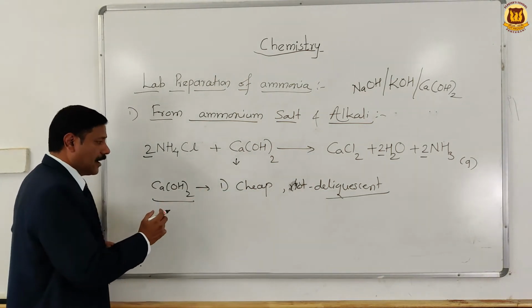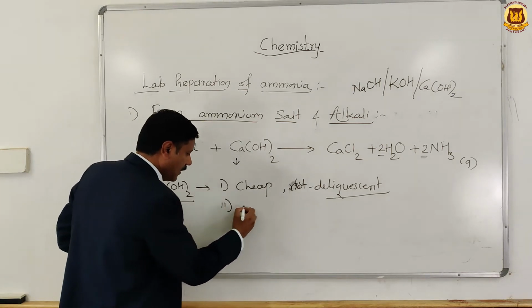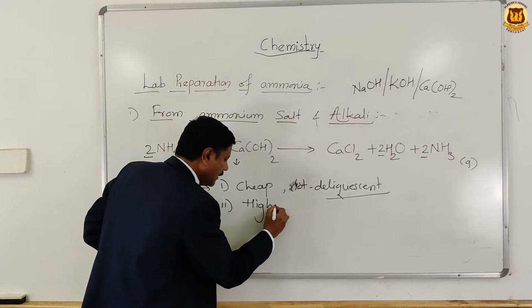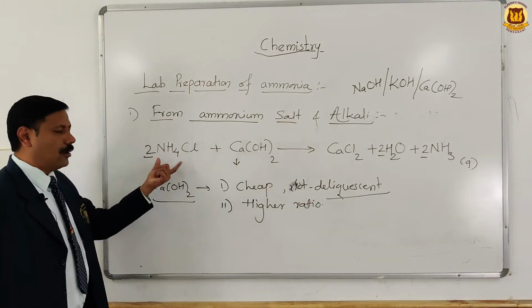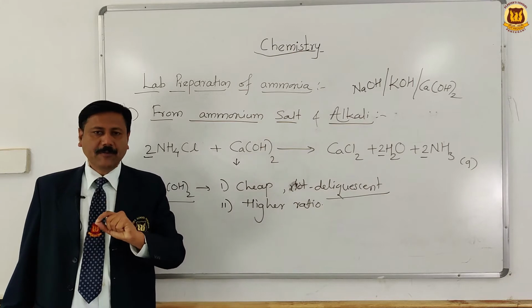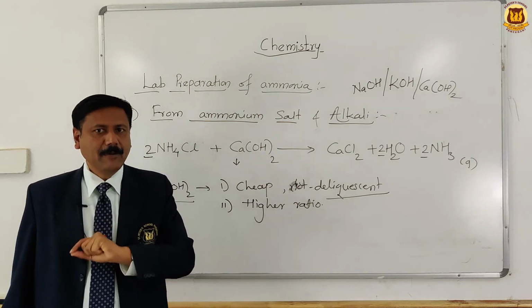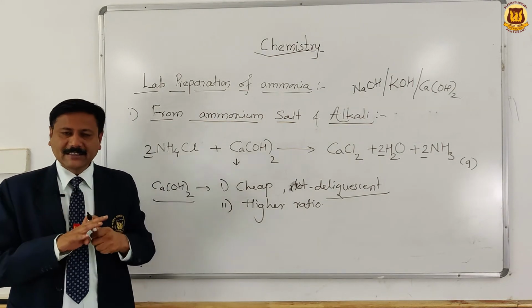Now this is taken in higher ratio. One more thing, calcium hydroxide is taken in higher ratio. You all know ammonium chloride. It is which type of substance? It is a sublimable substance. What is meant by sublimation?